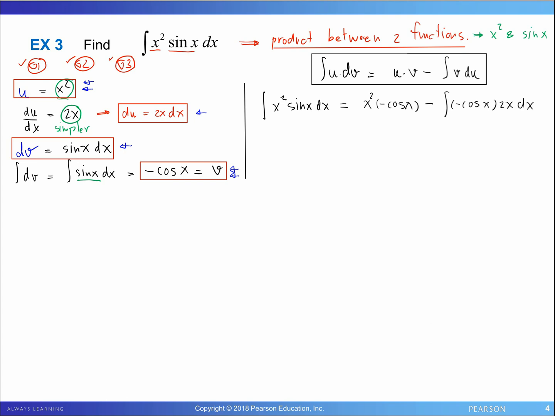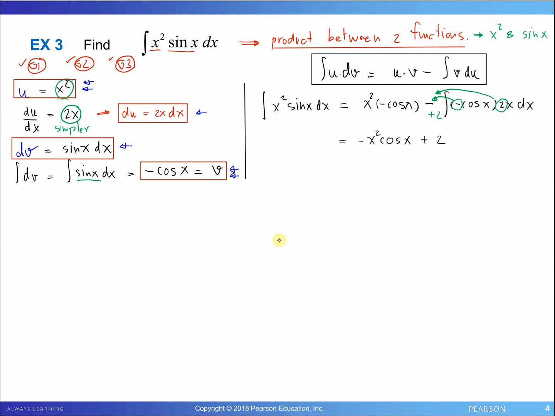The first thing I'm going to do here is to take the minus sign outside the integral, and also a constant 2 right here to outside. So we should have plus 2 right here. Now let's evaluate the whole thing. Equal to the first term, minus x squared cosine x, plus 2, the new coefficient.